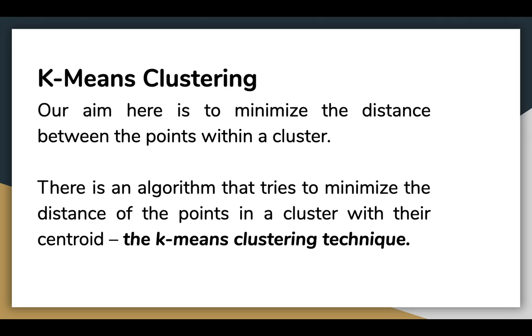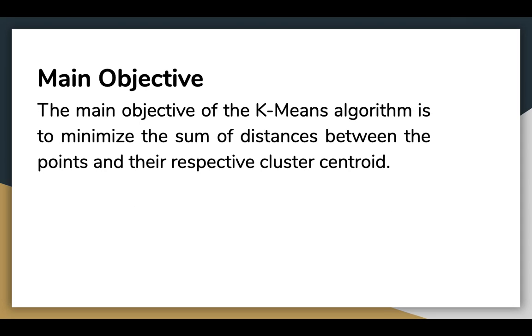So let's talk about k-means clustering now. We have finally arrived at the main part of the video. Now, with regards to generating clusters, our aim here is to minimize the distance between the points within a cluster. There is an algorithm that tries to minimize the distance of the points in a cluster from their centroid. This is called the k-means clustering technique. The main objective of the k-means algorithm is to minimize the sum of distances between the points and their respective cluster centroid. Let's see how the algorithm works in action.